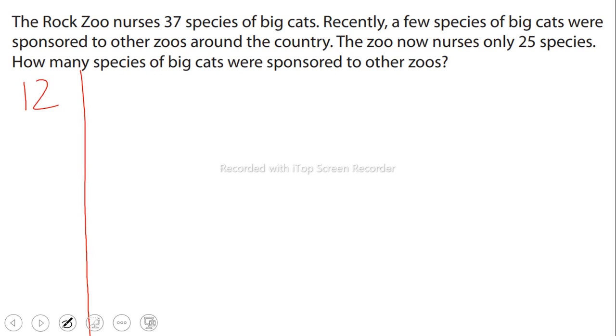Alright, the Rock Zoo nurses 37 species of big cats. Some were sponsored. The zoo only has 25 now. Okay, I'm confident about 12 now. You confident about 12 now? Like 12 has to be right. That's like how you were confident about 12 last time, right? Last time I was unsure. Now, 100%. You're 100% sure it has to be 12.